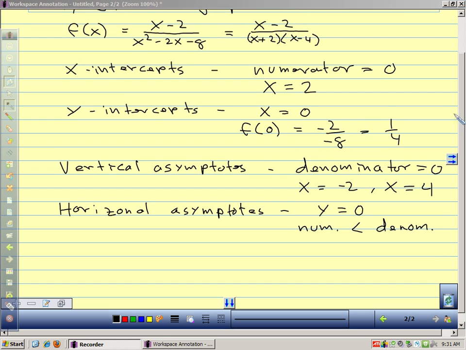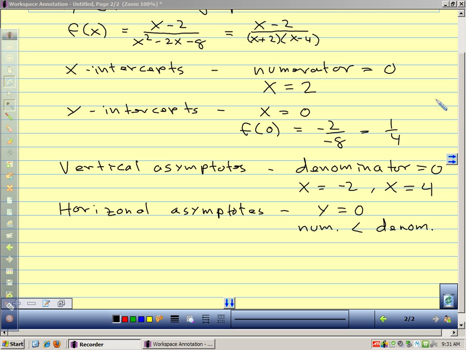And our third case is if the degree of the numerator and denominator are the same. We did one of those yesterday. If the degree of the numerator and denominator are the same, we find the horizontal asymptote by finding the ratio of the leading coefficients. So whatever the number is in front of the highest power of x, our horizontal asymptote is going to be at y equals the ratio of the leading coefficients.